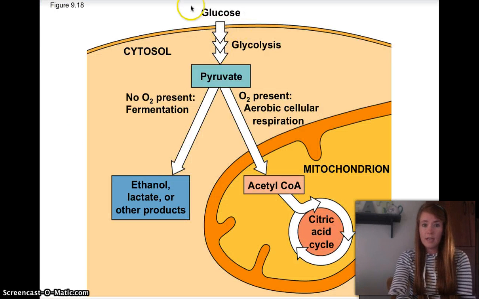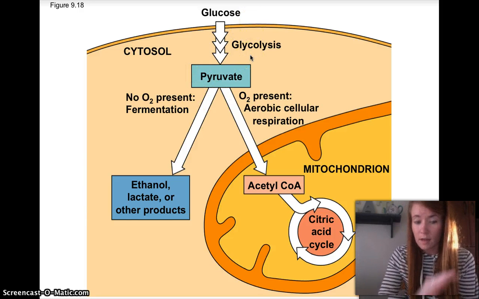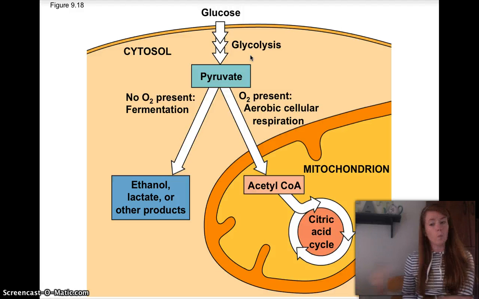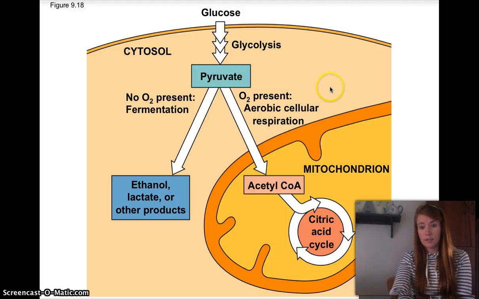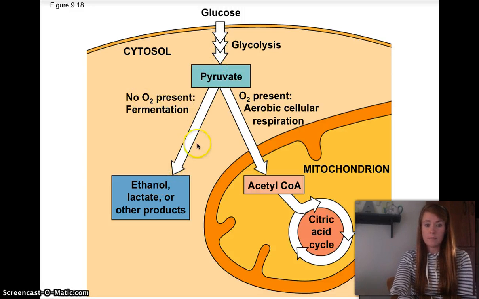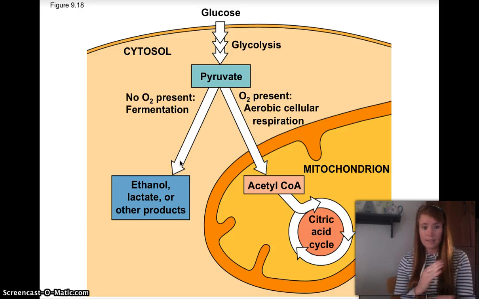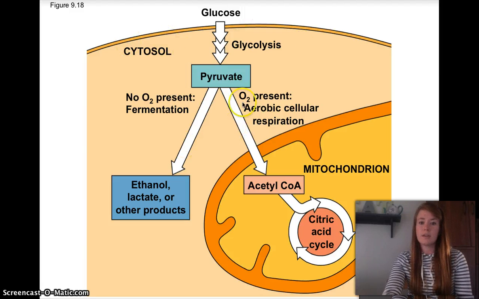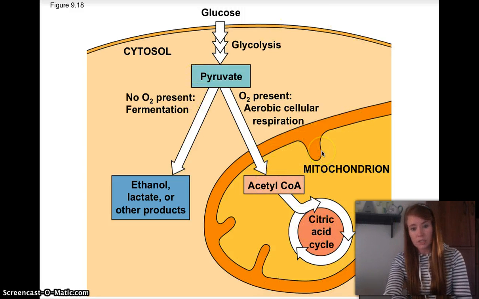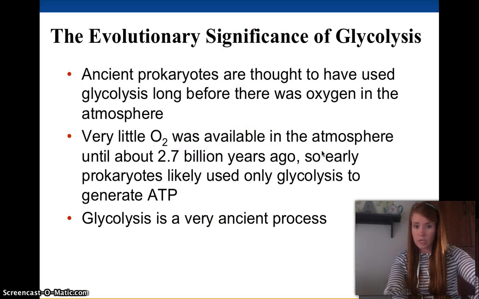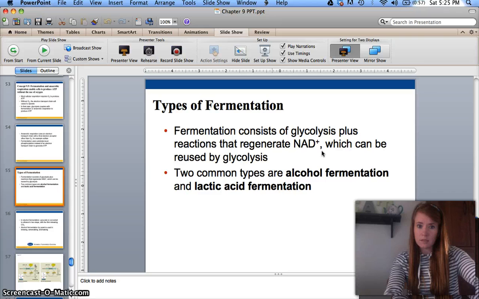So here it is again. Glucose enters the cell, and glycolysis happens every single time. Glycolysis happens whether or not oxygen is present, no matter what kind of living thing it is. We get pyruvate. Then, if no oxygen is present, fermentation will happen, meaning we'll get ethanol or lactate as a byproduct as we recycle our NADH. Or if oxygen is present, it'll go through aerobic cellular respiration. We'll change pyruvate into acetyl-CoA, the citric acid cycle will happen, and then oxidative phosphorylation will happen in the cristae of the mitochondria. And that's all.